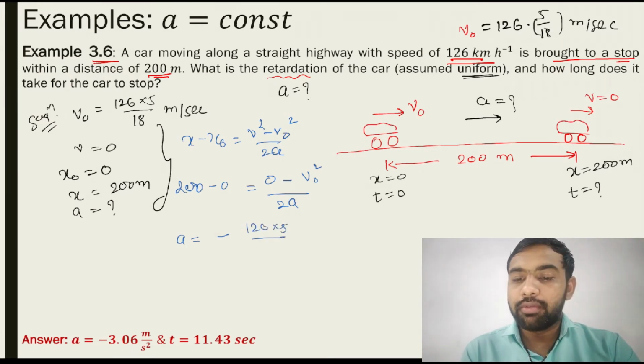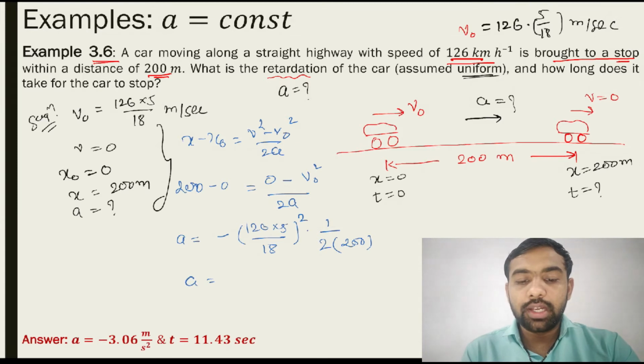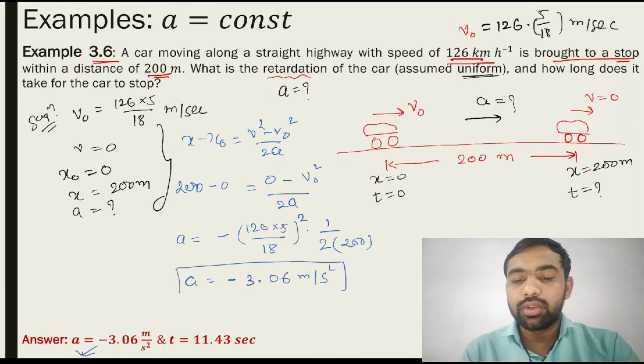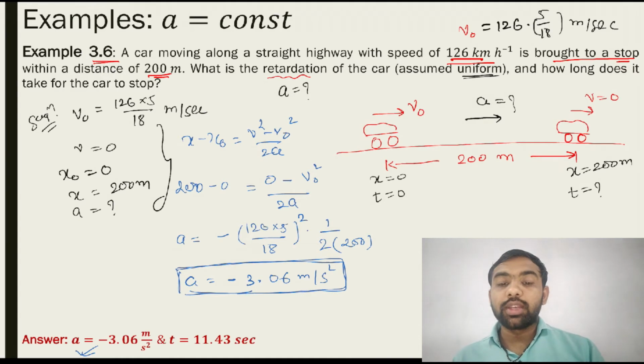How much is that? 126 multiplied by 5 upon 18 square, into 1 upon 2a. So a comes in the denominator, plus 200 comes in the denominator, so upon 200. Finally you get this answer: a is equal to minus 3.06 meter per second square. So you just see, if you are using this formula, then you get this answer.